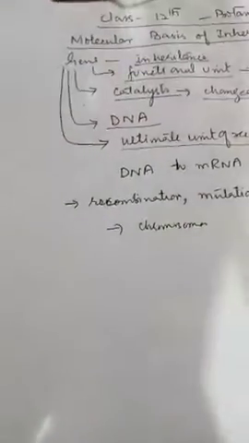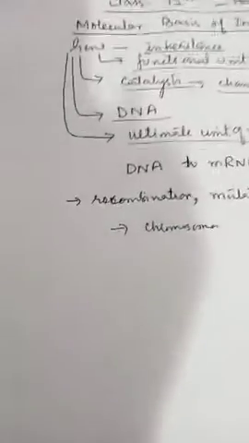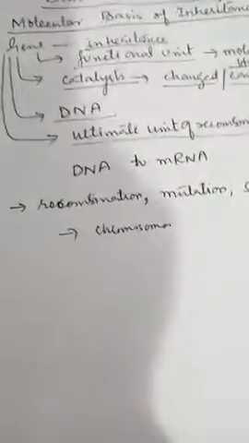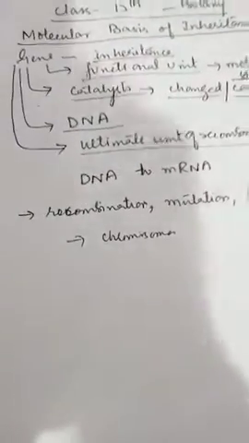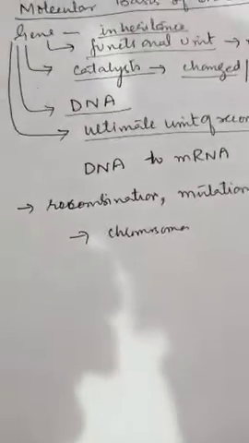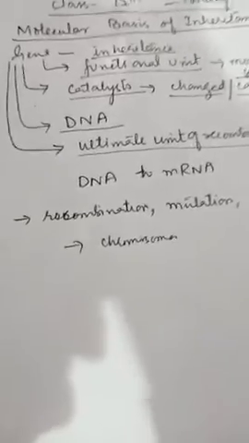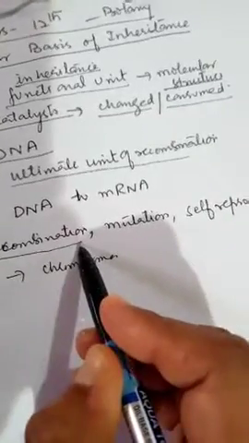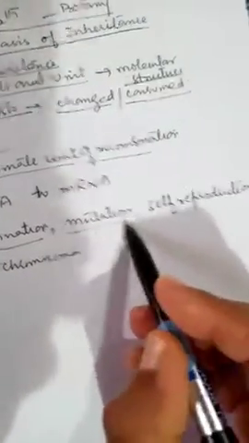What is the place where these genes are located? Genes are located on the chromosomes, and they can be transmitted from one generation to another generation without being changed at all. They are the units of recombination. They are the units of mutation. They are the units of self reproduction.